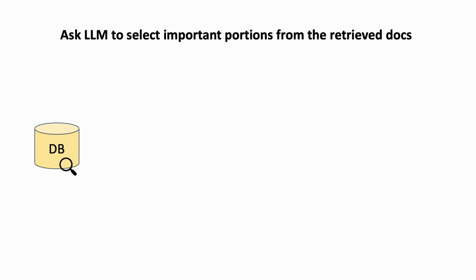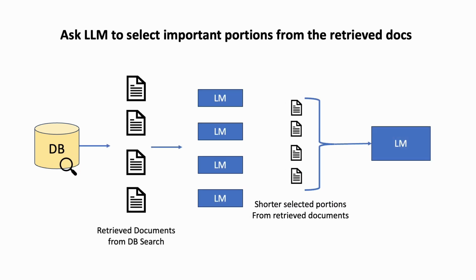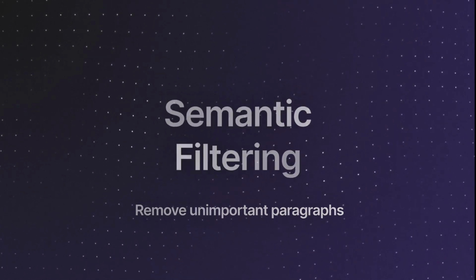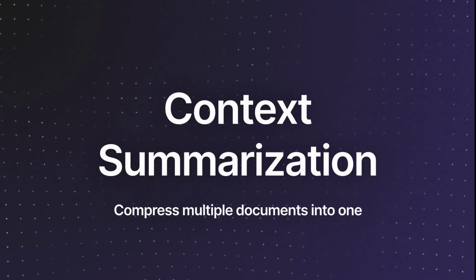Now that we have retrieved our potentially relevant documents, we can add another post-retrieval processing step before feeding information into the large language model for generating the answer. We can do information selection and emphasis, where an LLM selects portions of the retrieved documents that could be useful for finding the answer. We might highlight key sentences, do semantic filtering where we remove unimportant paragraphs, or do context summarization by fusing multiple documents into one shorter document.